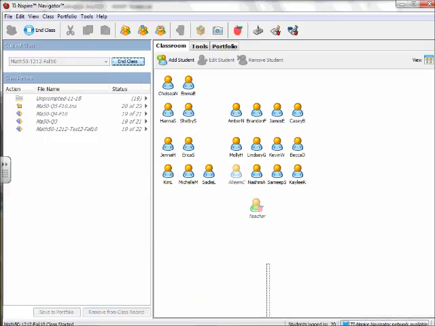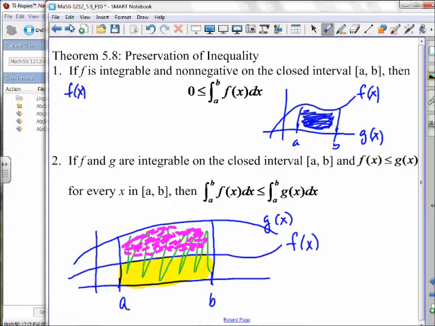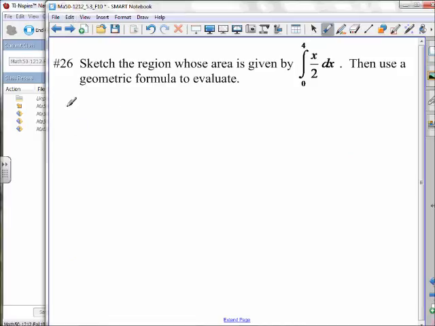Okay, let's get back to our notes. Where did they go? Here we go. Okay. Well, let's see. Sketch the region whose area is given by the definite integral from 0 to 4 of x divided by 2 dx. Okay, so the first part, just sketch a region, and then it says use a geometric formula to evaluate that region.